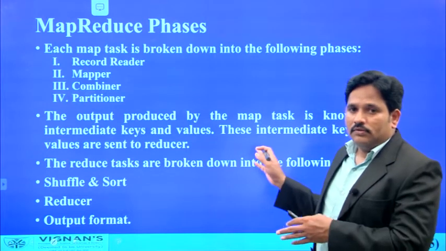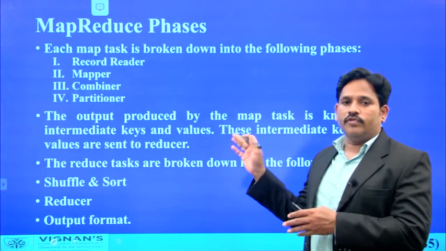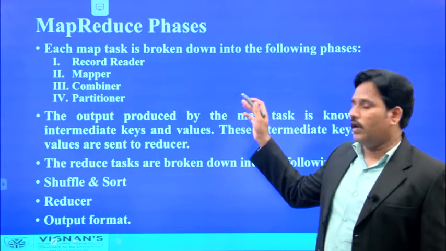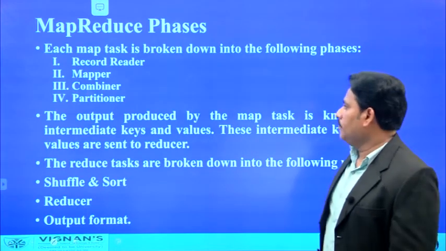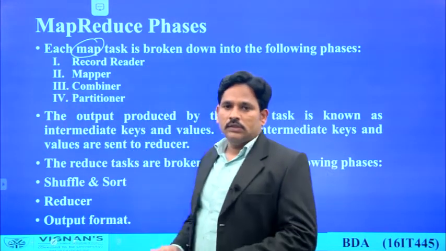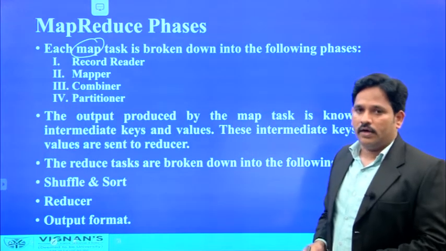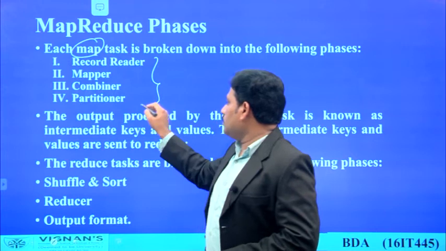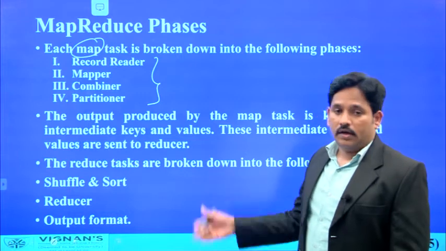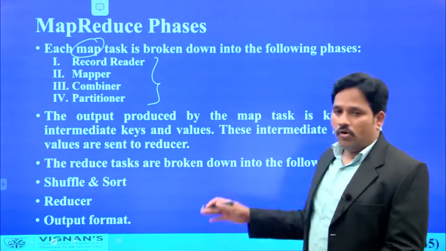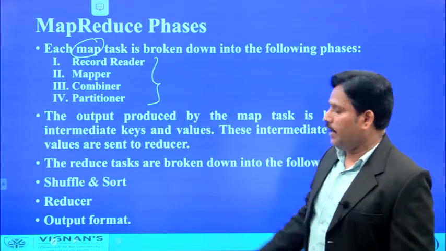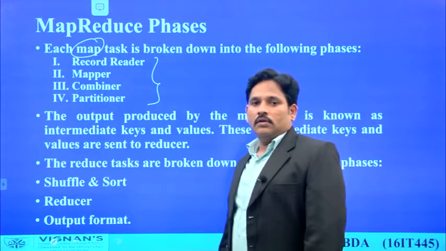Now we will see the detailed description of each mapper module and reducer module. Each map task is broken into 4 parts or phases. That means whenever a map module gets a job, that work is carried out in these 4 phases. They are record reader, mapper, combiner and partitioner.